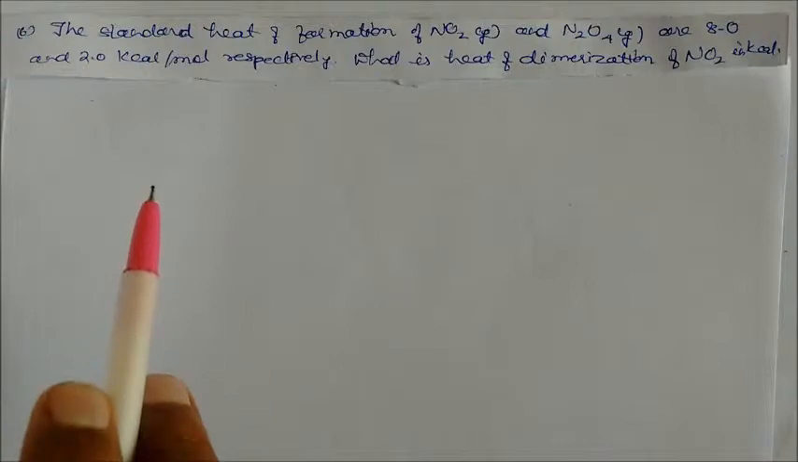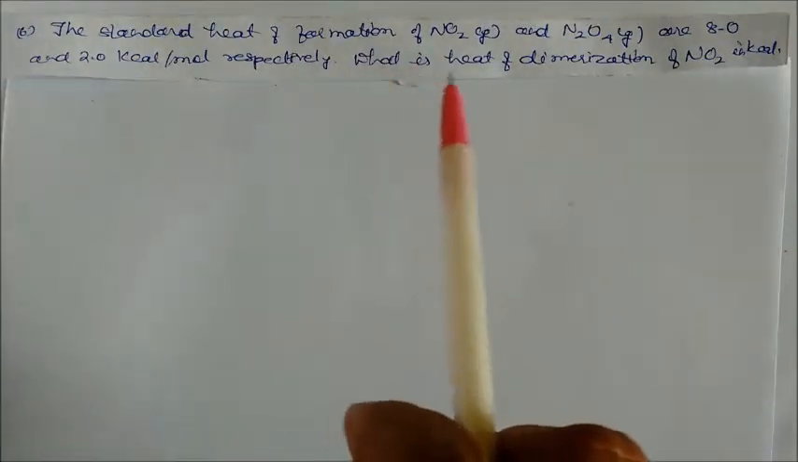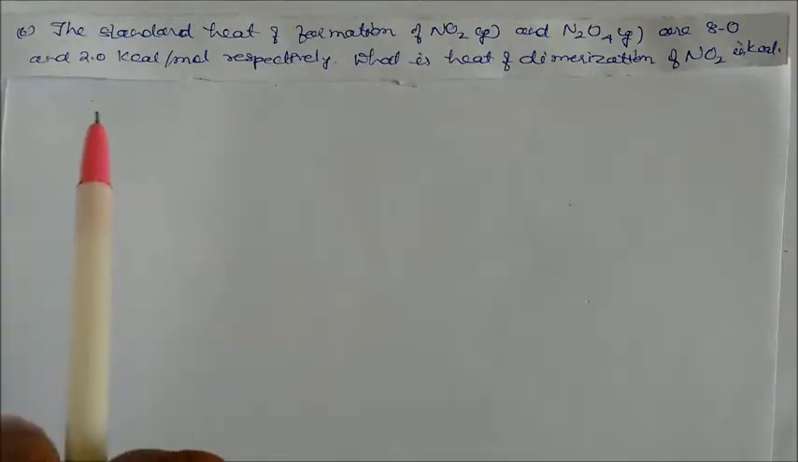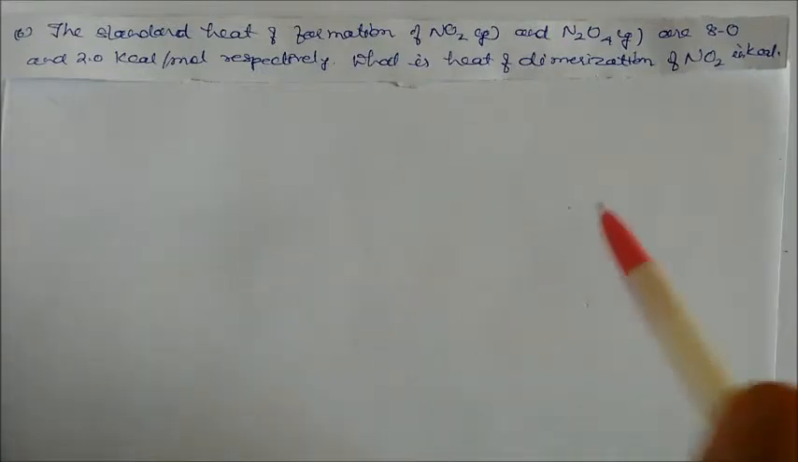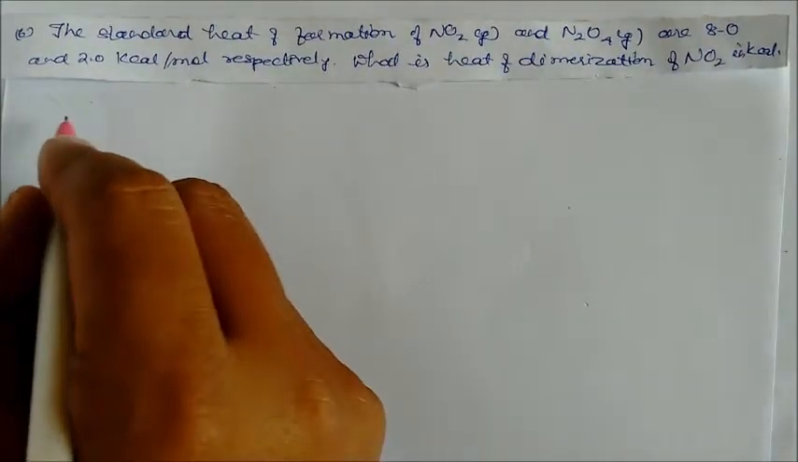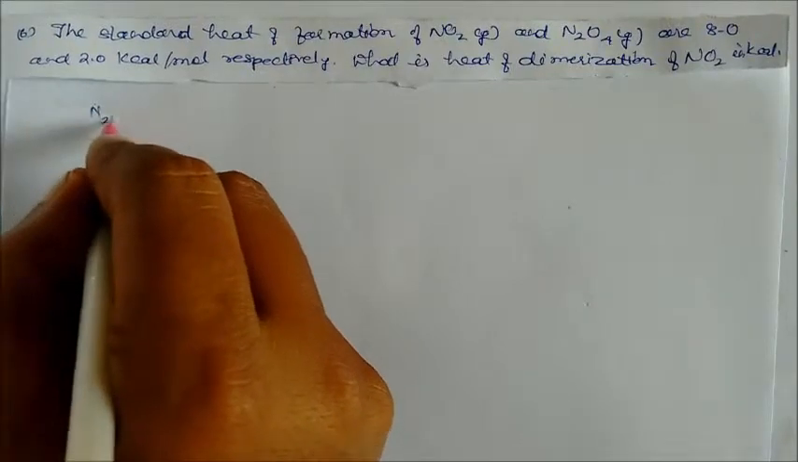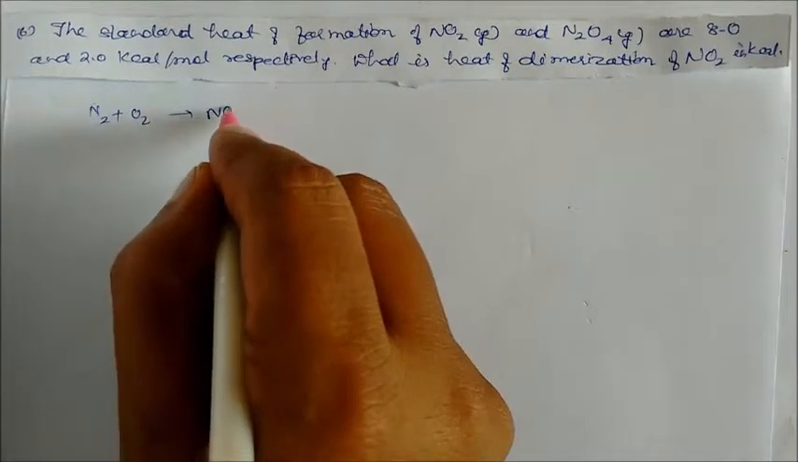So here we will see the next miscellaneous problems. The standard heat of formation of NO2 and N2O4 are 8 and 2 kilocalorie per mole respectively. So what is the heat of dimerization of NO2 in kilocalorie? So we have to write the thermochemical equations like N2 plus O2, so it is giving you NO2.